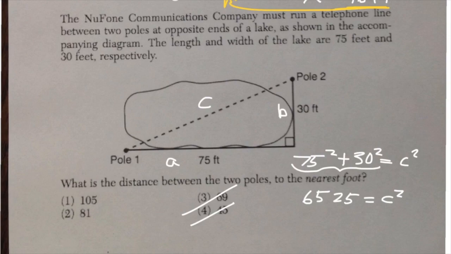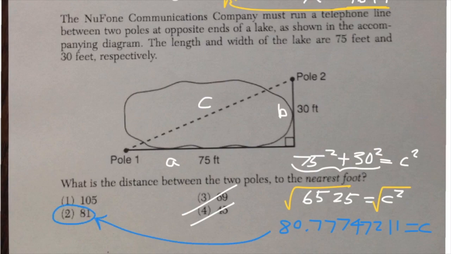And in this case, we're trying to get the c by itself. So to get rid of the squaring, we would square root. And the answer comes out to be about 80.777477211. And the question is asking to the nearest foot how many it would be, and 81 feet is the rounded answer. All right, on to one more question.